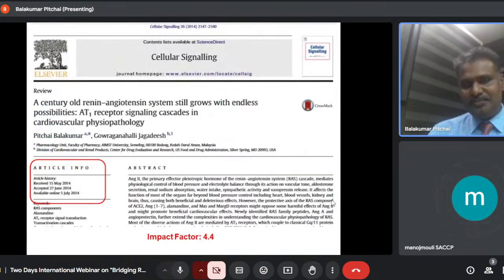Look at this title. A century-old renin-angiotensin system. In the title itself, we have said century-old. It is still growing with endless possibility. AT1 receptor signaling cascade in cardiovascular physiology. It was published in Cellular Signalling without any revision.